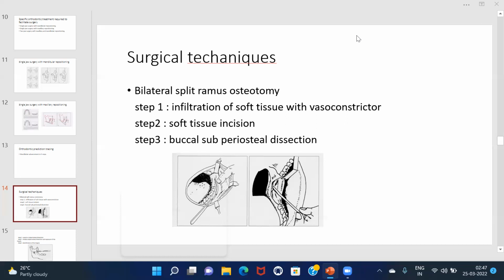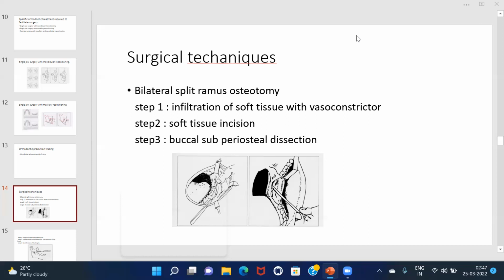Now, step 1, the infiltration of soft tissue with vasoconstrictor. Infiltrate the area of dissection with a local anesthetic containing the vasoconstrictor epinephrine in the concentration of 1 to 100,000, about 10 minutes before surgery. Place the needle deep in the soft tissue, aspirate and infiltrate the area. The patient's lips should be kept lubricated with steroid ointment throughout the surgical procedure.